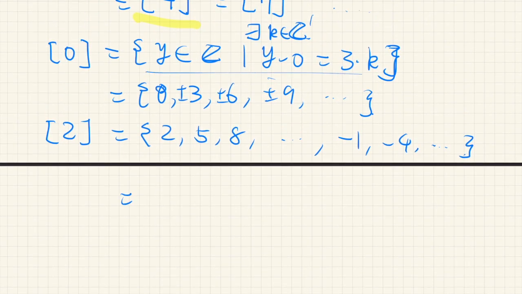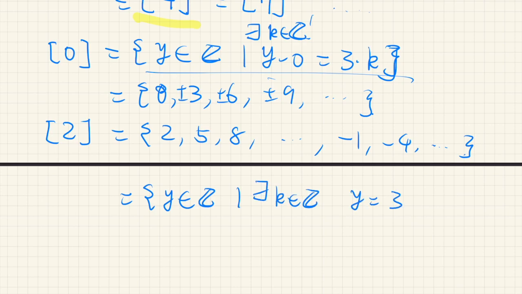And let's write like this. Then that will be y. There is some integer k such that y is equal to 3k plus 2. So when divided by 3, we have the remainder of 2 in this set.